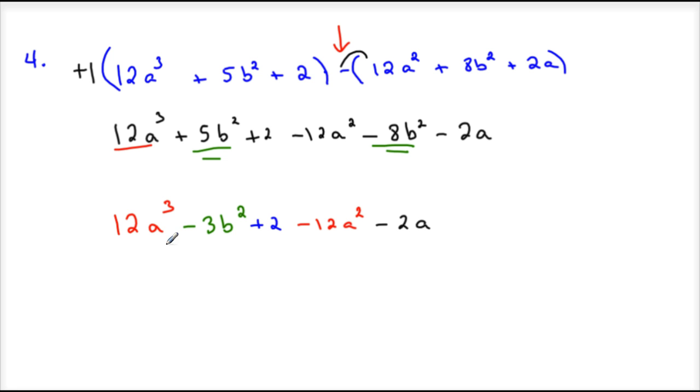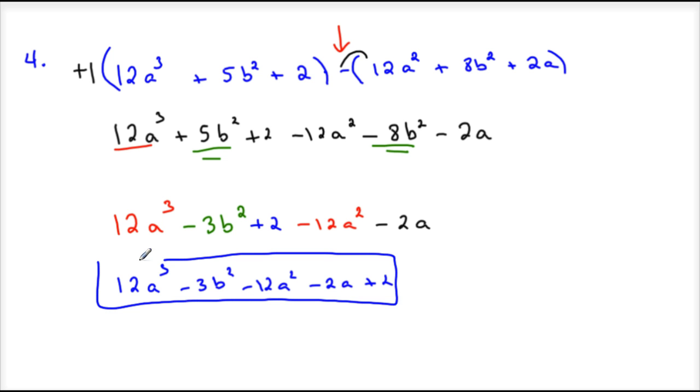You can rewrite this so the exponents are from least to greatest if you want to. So this would look a little nicer if it's 12a cubed minus 3b squared, minus 12a squared. And again, you can flip-flop those, they both have a square. Minus 2a plus 2. Alright, so there's not much simplifying you can do here. Again, they have to have the same base and exponent. So be careful for those.